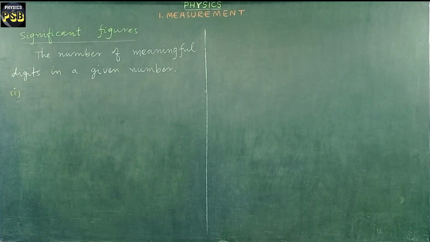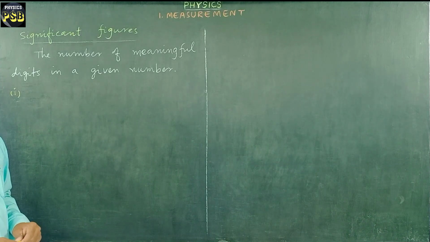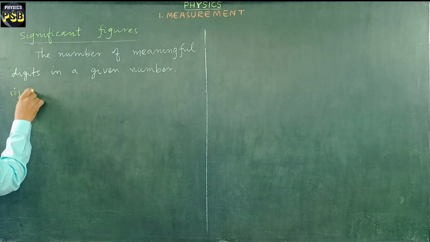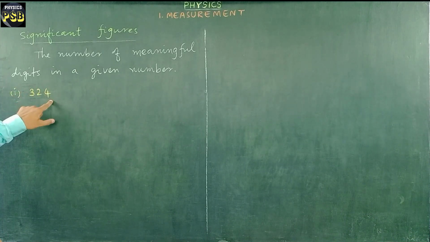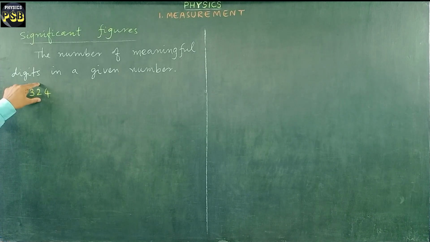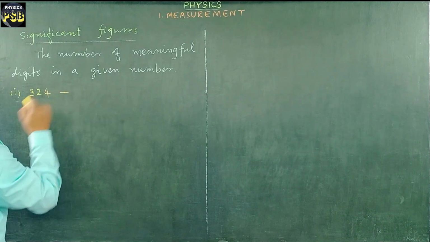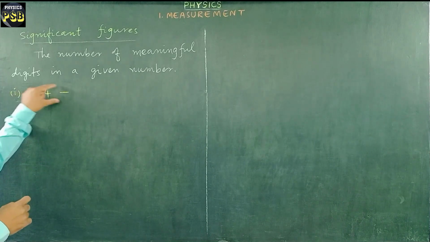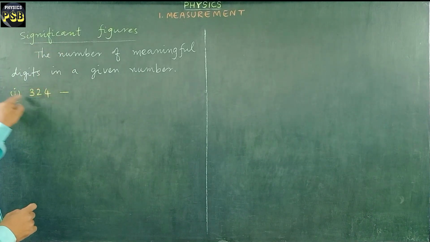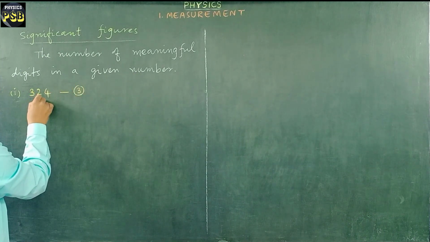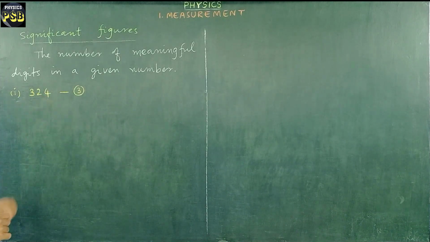First rule says that all non-zero digits are significant. Suppose I have a number, something like this, 324. Here in this number, all the digits are non-zero. They have certain values. So the number of significant figures in this case is nothing but 3. 1, 2, 3. Here we have 3 non-zero digits. Clear?